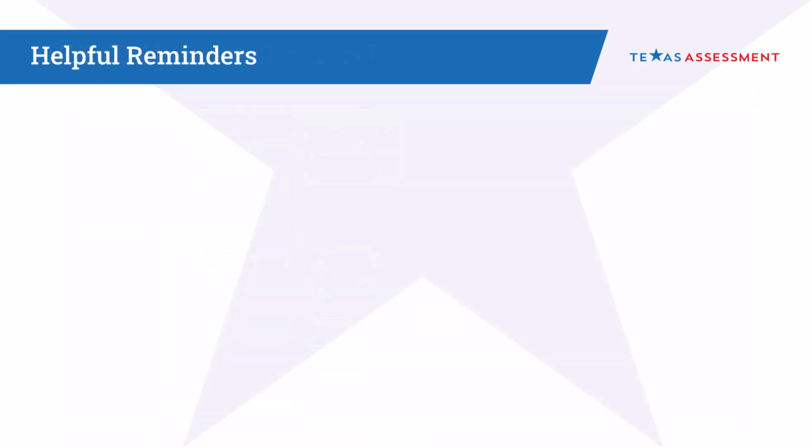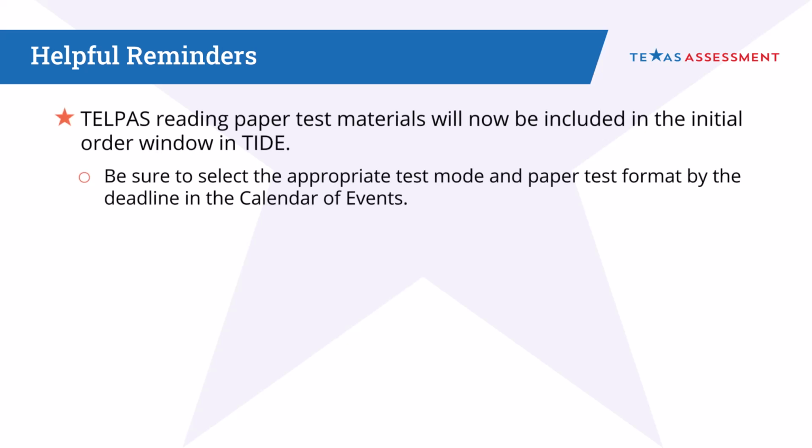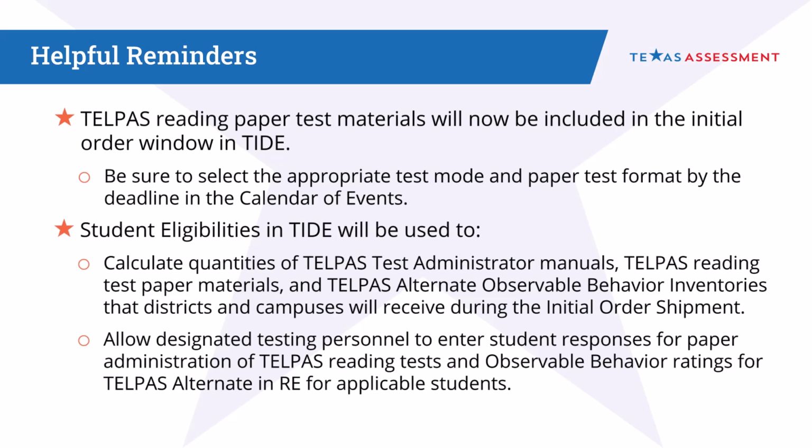Here are some helpful reminders. The initial order shipment will now include TELPAS reading paper test materials in addition to the TELPAS test administrator manuals and TELPAS Alternate observable behavior inventories, based on the student eligibility noted in TIDE. If student eligibility flags are not set by the deadline in the calendar of events, districts will need to order TELPAS reading paper test materials during the additional order window.